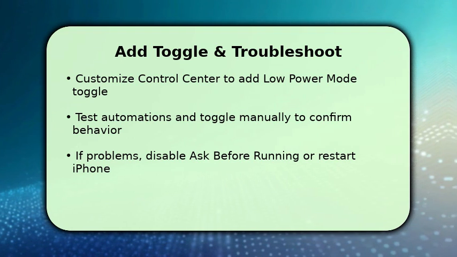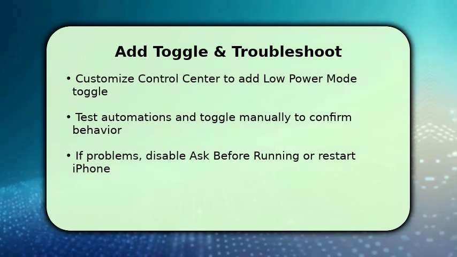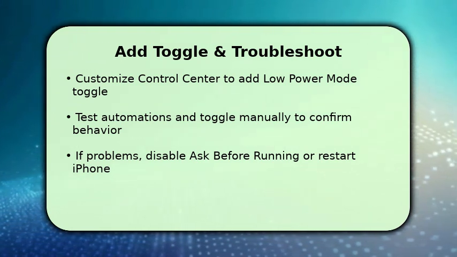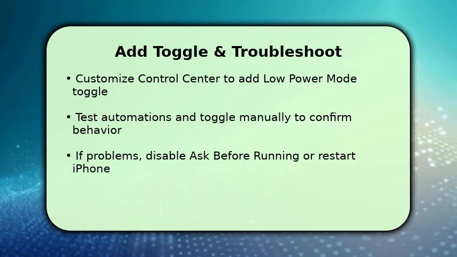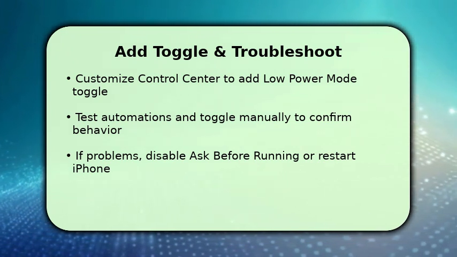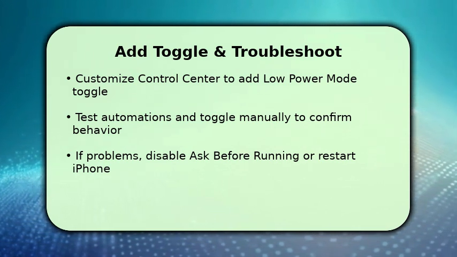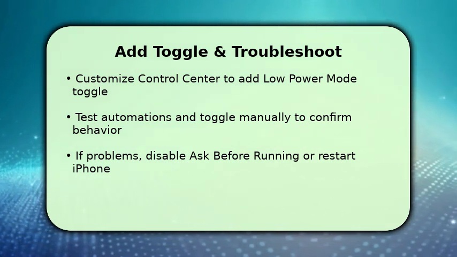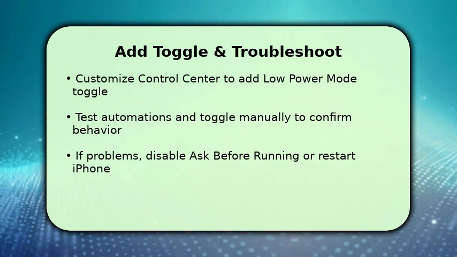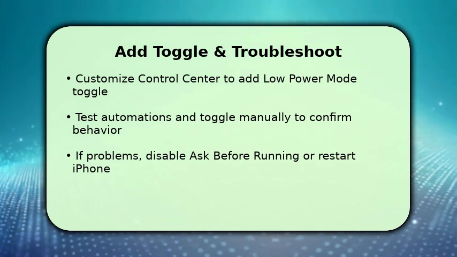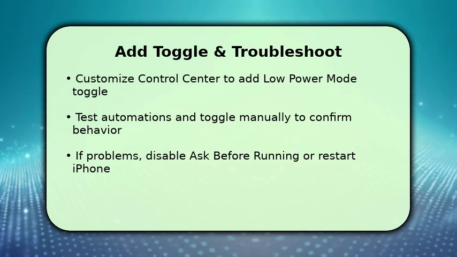Then test your automations by changing battery level with a quick toggle or waiting for triggers. Verify they turn Low Power Mode on and off as expected. If an automation fails, make sure Ask before running is off, check Shortcuts permissions, and restart the phone. If it still misbehaves, update iOS. Many automation quirks resolve with the latest system fixes.